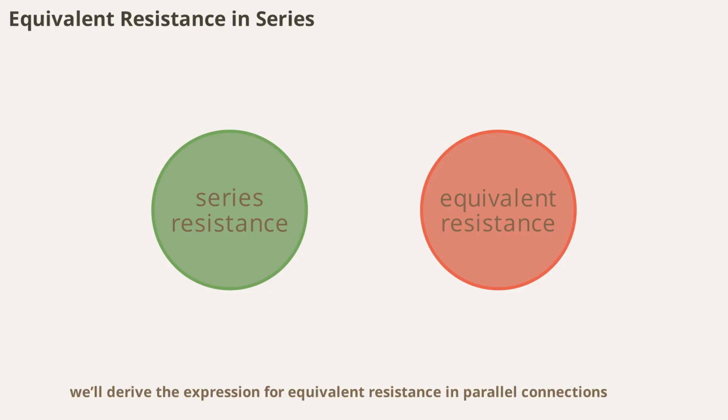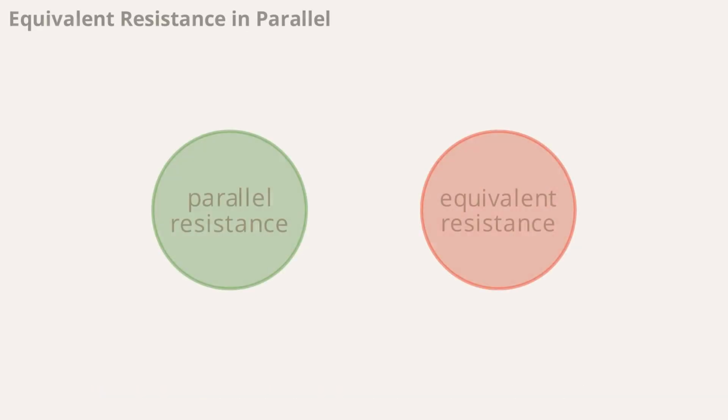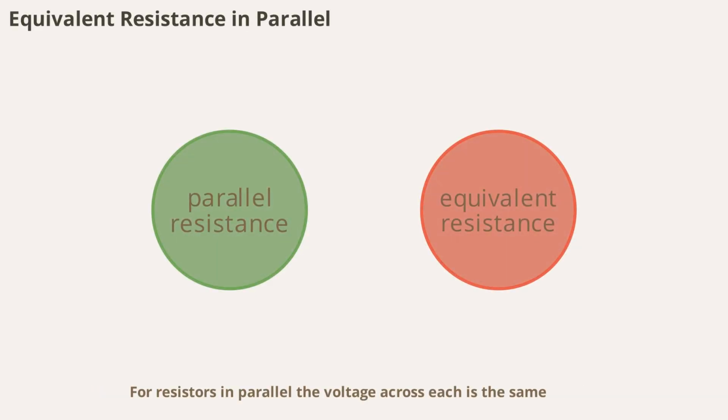Next, we'll derive the expression for equivalent resistance in parallel connections. For resistors in parallel, the voltage across each is the same, but the current divides among them. The total current is the sum of the currents through each resistor. Using Ohm's law, we derive 1/R total equals 1/R1 plus 1/R2 plus 1/Rn. This formula allows us to calculate the overall resistance in parallel circuits, which is always less than any individual resistor. Mastering this derivation is key for circuit analysis.